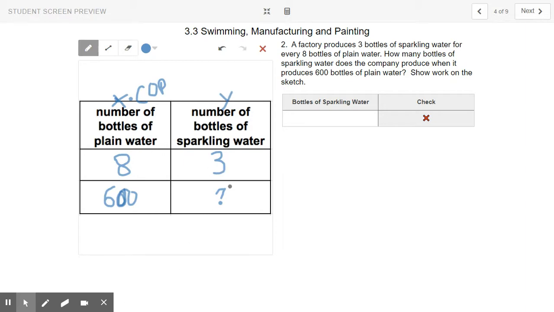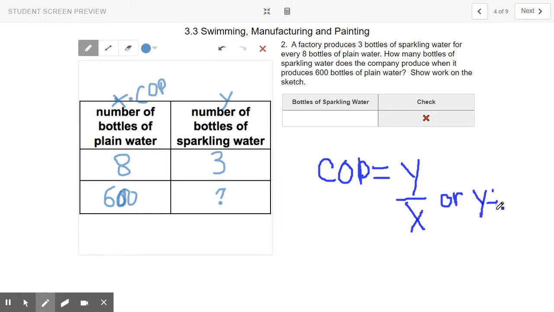So another way to look at this is if you ever want to find the COP, or constant of proportionality, we find the constant of proportionality by doing whatever the y value is divided by x, okay? Or I'm going to rewrite it, y divided by x.